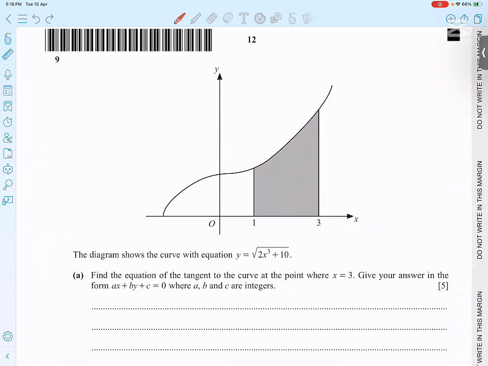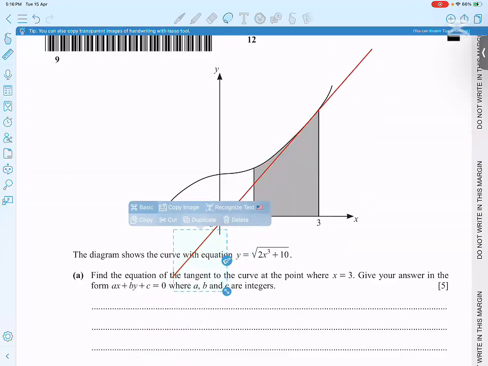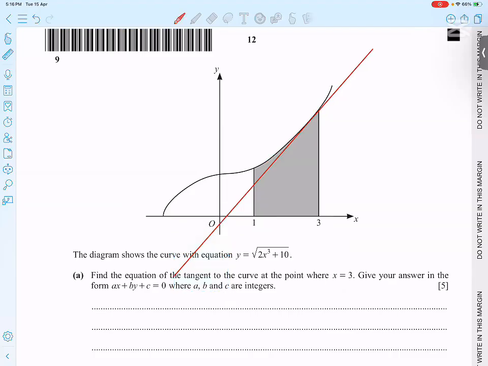Next question: equation of tangent to the curve at x equal to 3 is the task. Where is 3? 3 is this, so this point. So I'm going to take a scale and show you this is the line he's talking about. I'll remove the scale. It touches with that. So this point.